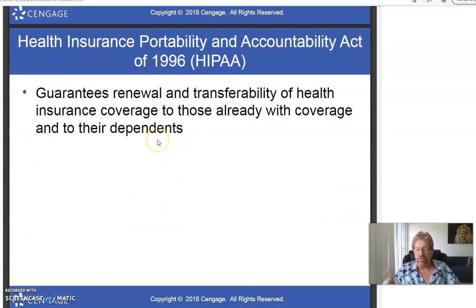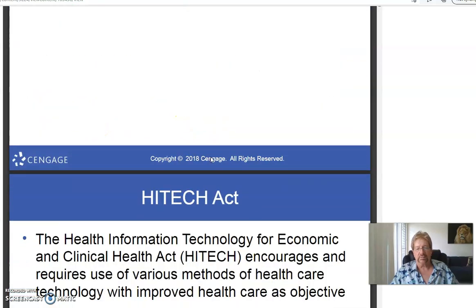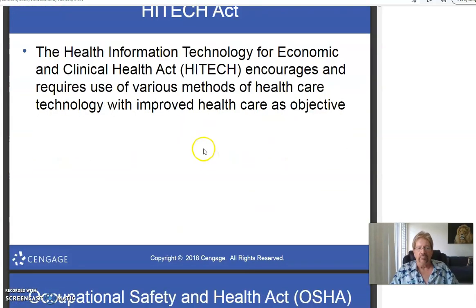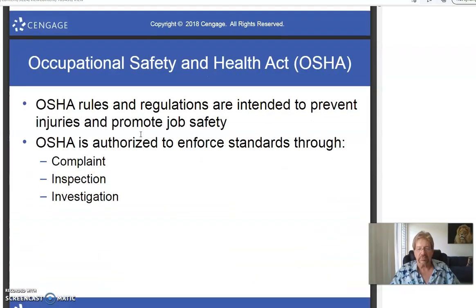Okay, HIPAA. When you think HIPAA, you should think one thing: privacy. HIPAA, privacy. HIPAA, privacy. Why do I keep saying it? Because the name doesn't really clue you in at all. Health Insurance Portability and Accountability Act of 1996. Health insurance. I never have figured out what it's got to do with insurance, other than privacy along with that too. Guarantees renewal and transferability of health insurance coverage, for those already having coverage, to their dependents. That's news to me. Let's see. HITECH Act. Health Information Technology for Economic and Clinical Health Act encourages and requires use of various methods of healthcare technology to improve healthcare's objectives.